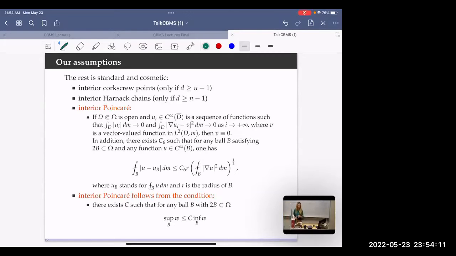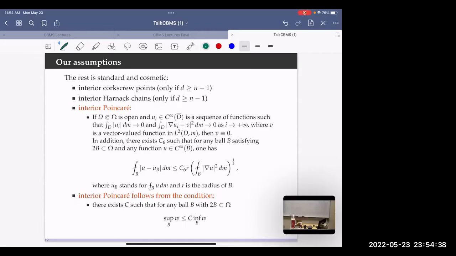So in the case of d bigger or equal than n minus one, you have to impose it for lower dimensions. You also need what we call the interior Poincaré inequality, which is basically this. Long story short, this is really the minimal that you need to do PDEs, because you need the connection between gradient and the solution itself. We need the functions to reasonably have gradients that make sense.